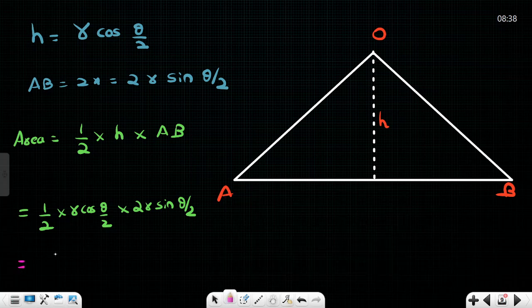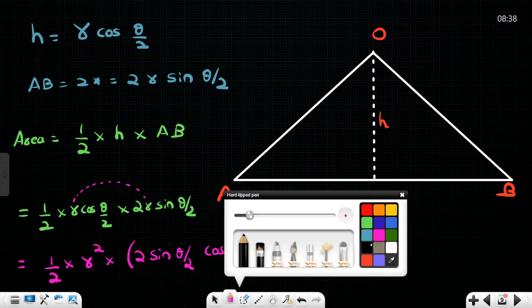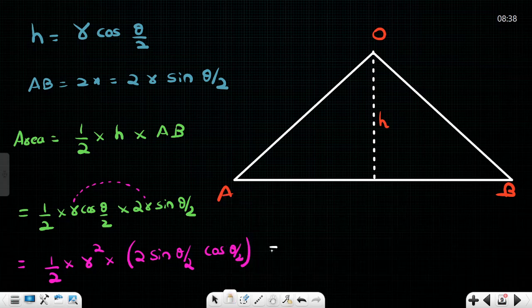So half into, 2 r's are there, right? r square into, I'm going to put 2 sin theta by 2 into cos theta by 2. See carefully, 2 sin theta by 2 into cos theta by 2.